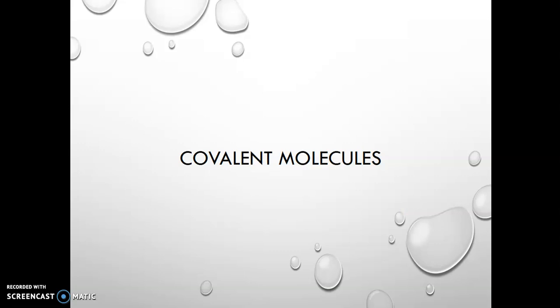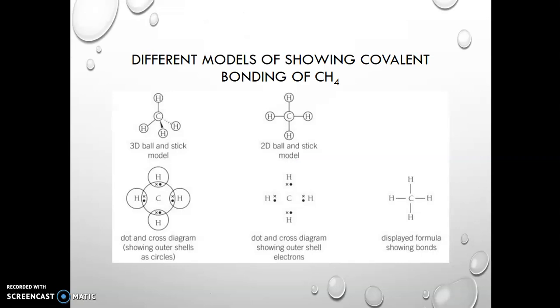Now, in terms of representing covalent molecules, we can do that in various ways. There is what we call the 2D ball and stick model, which literally just shows you the atoms and the bonds between them. Single bonds shown as one line, double bonds would be shown as two lines. Okay? Or we can have the 3D ball and stick model, which attempts to show us the configuration of the atoms rather than just how many of each there is.